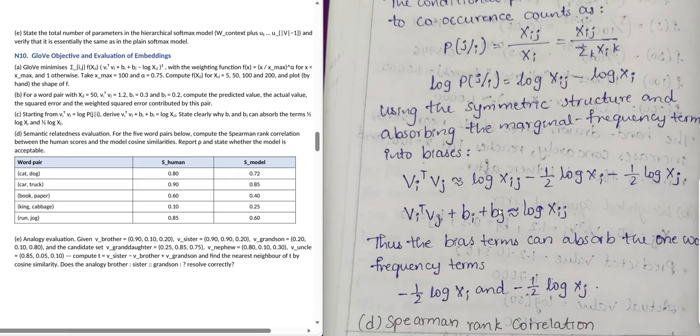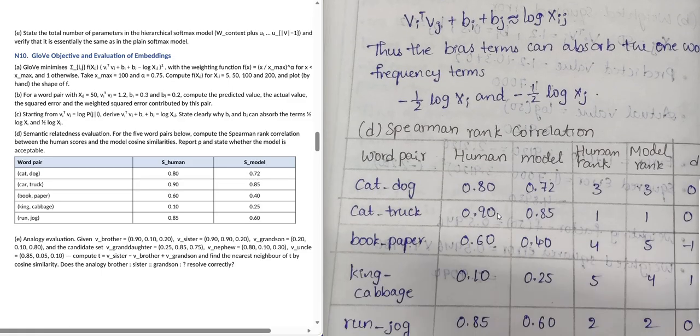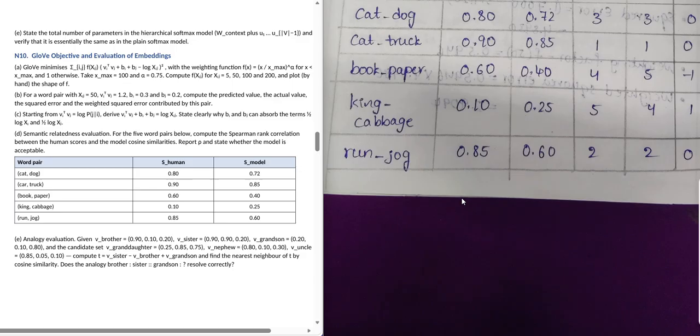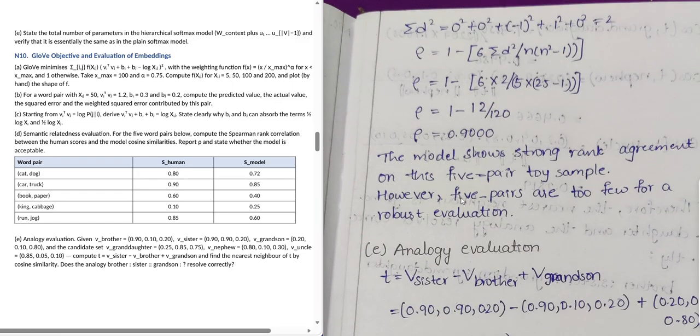In the next, Spearman correlations. This is the table which we found by using the word pairs: word pair, model score, human score, model rank, human rank, and d. Next, we are calculating the rho value, which is 0.9000, by using the formula of rho, and we are taking 5 word pairs.